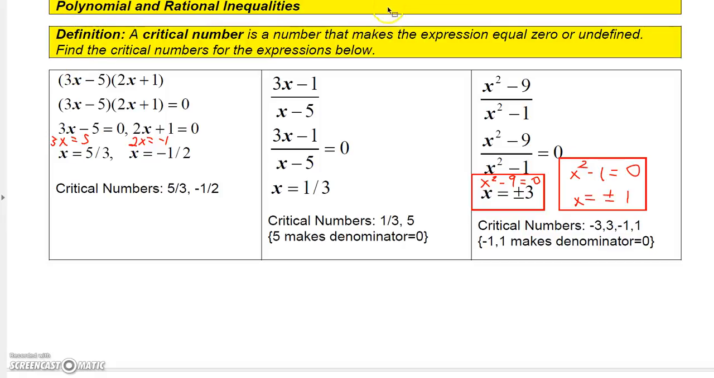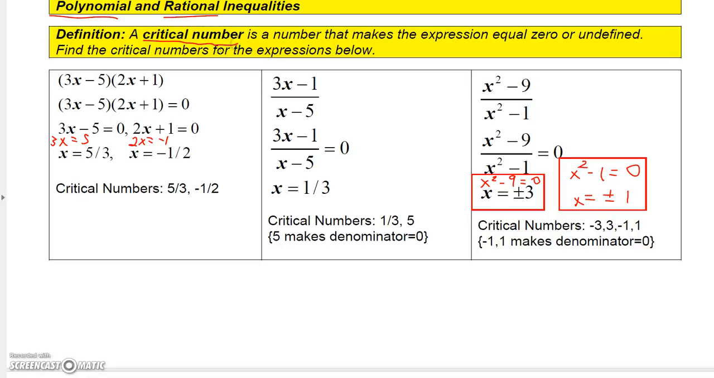Okay, so now I'm going to talk to you about polynomial and rational inequalities. Before we can get into this topic, I need to talk to you about what a critical number is of a polynomial or rational expression. So let's talk about a critical number.